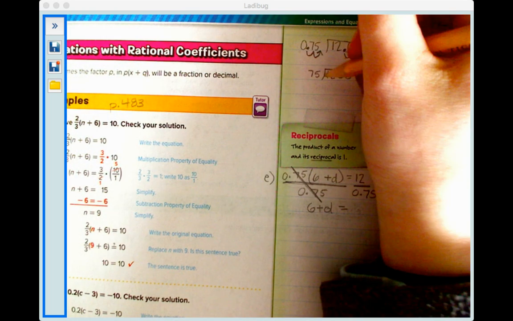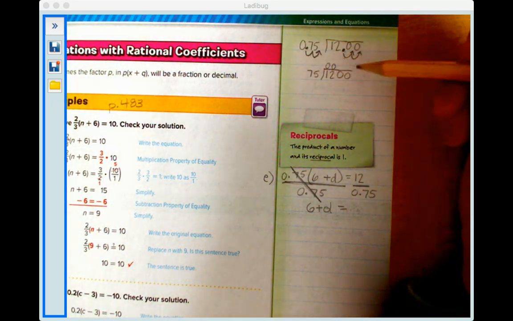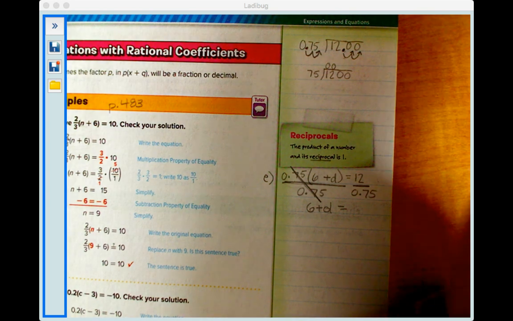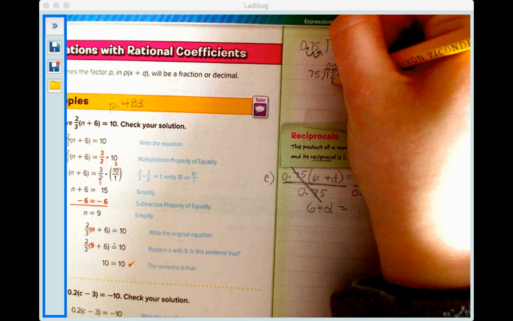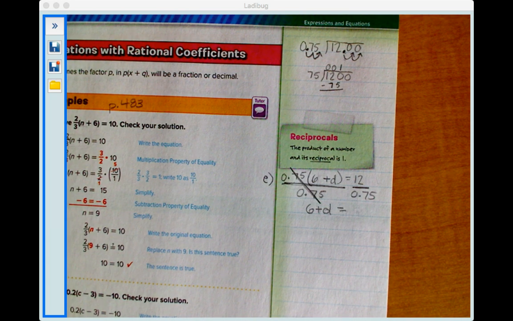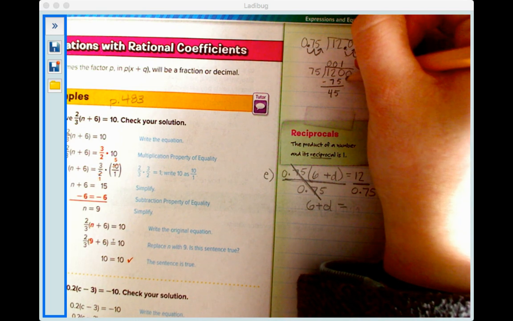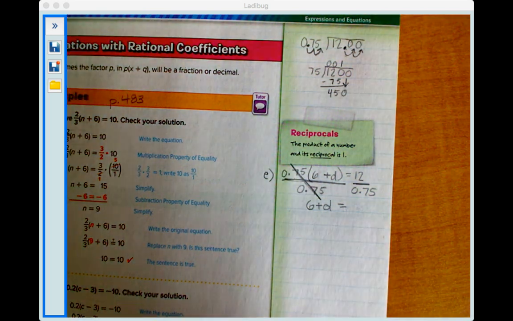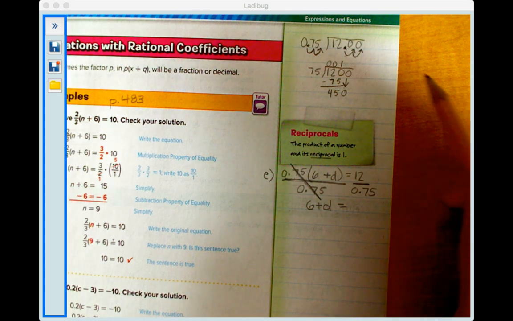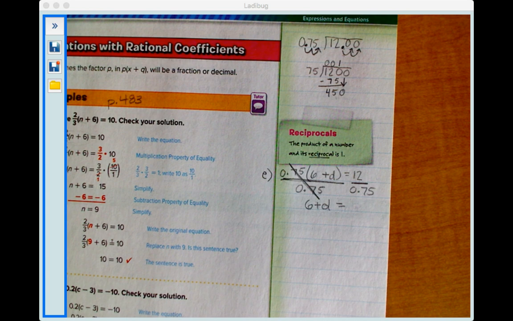Now, you know 75 can't go into 1. You know 75 can't go into 2. But you know it can fit inside of 120 at least once. So 120 minus 75 is 45. You bring your 0 down right here. You definitely know 75 can go in more than once, but how many more times is the question.